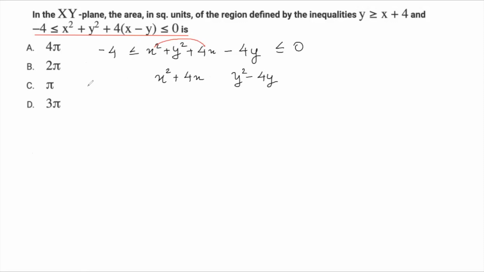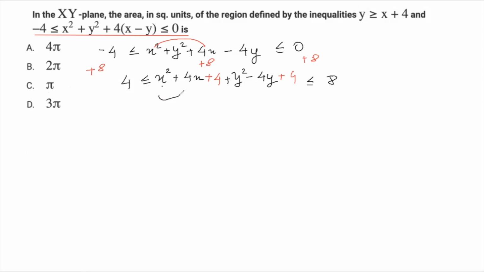Now, these two are already of the form a² + 2ab and a² − 2ab, right? For both of these terms, I simply need to introduce a b² term. So I need a 4 and a 4, 8 throughout. So let's add 8 throughout in this inequality. We have seen this in the inequalities chapter. Whenever the same value is added throughout, the inequality will not change its sign. −4 plus 8 will be 4 only. So 4 ≤ x² + 4x + 4 + y² − 4y + 4 ≤ 0 + 8, that is 8.